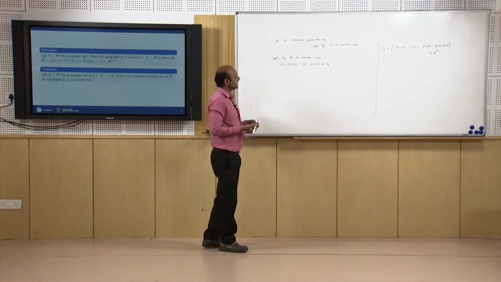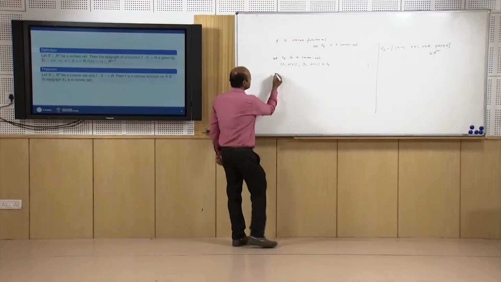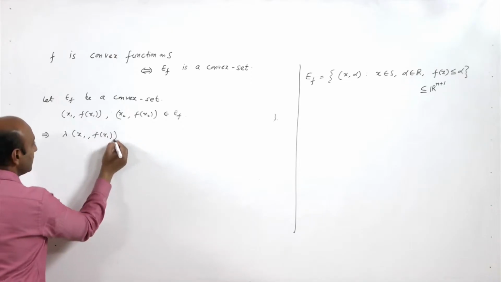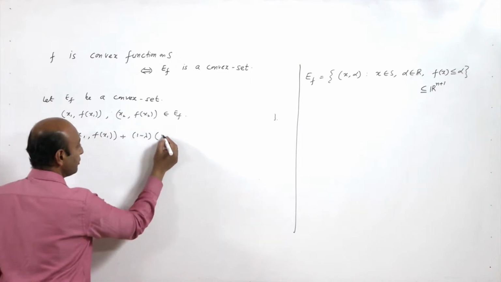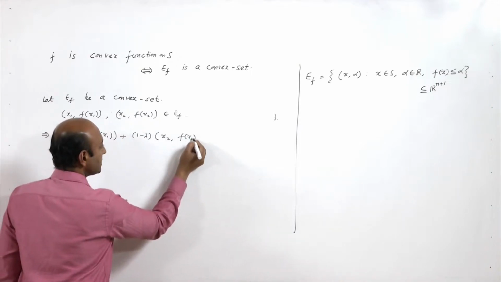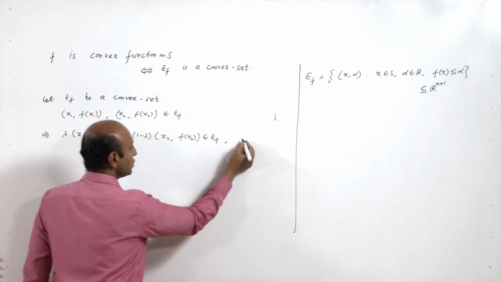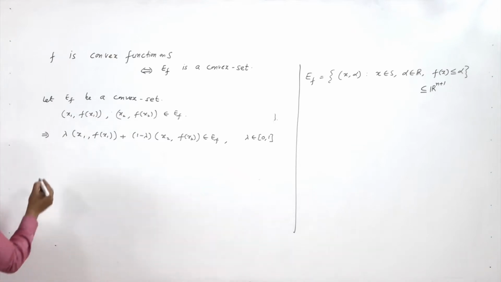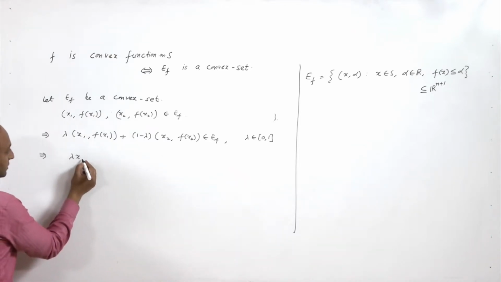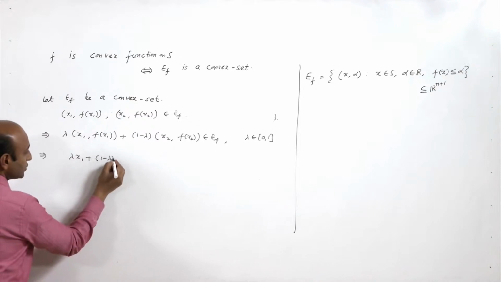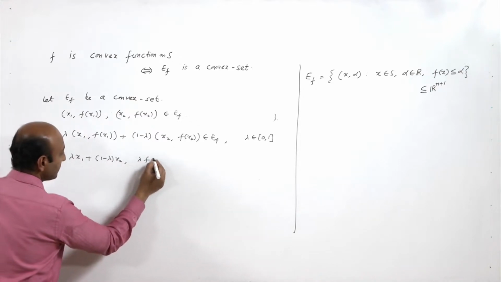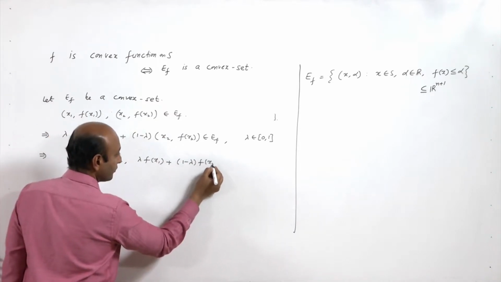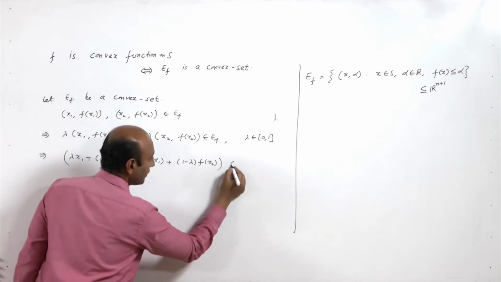Now, it is given to us that the epigraph is a convex set. So, this implies lambda times the first point plus 1 minus lambda times the second point must belong to the epigraph for lambda between 0 and 1. Okay. So, this implies (lambda x1 plus 1 minus lambda x2, lambda f(x1) plus 1 minus lambda f(x2)) must belong to the epigraph of the function f.